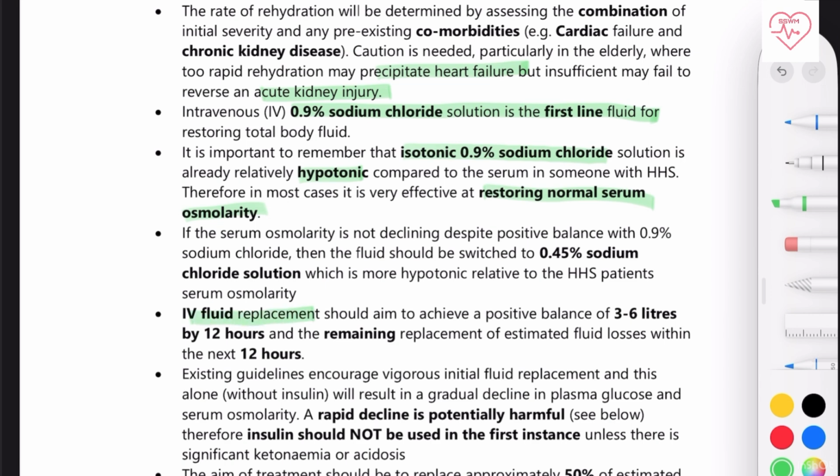IV fluid replacement should aim to achieve a positive balance of 3 to 6 liters by 12 hours, and the remaining replacement of estimated fluid losses within the next 12 hours.